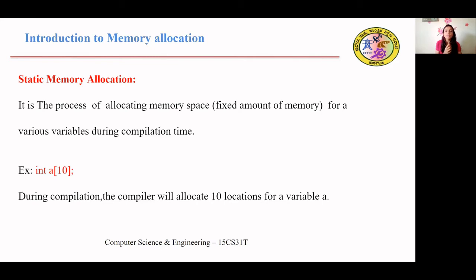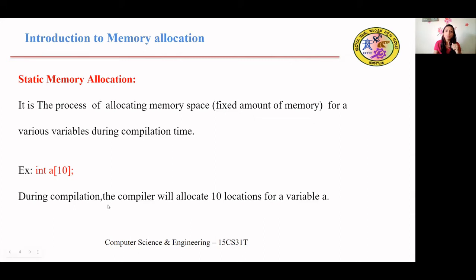Okay, so here it is in detail. First one is static memory allocation. It is a process of allocating memory space, where a fixed amount of memory is allocated, and it is done during compilation time. For example, see here we have declared int A of 10. What does this declaration do? It declares the array with size 10. 10 blocks will be allocated for integer type. If it is a 32-bit machine, it will be 2 bytes for each integer, so around 20 bytes will be allocated.